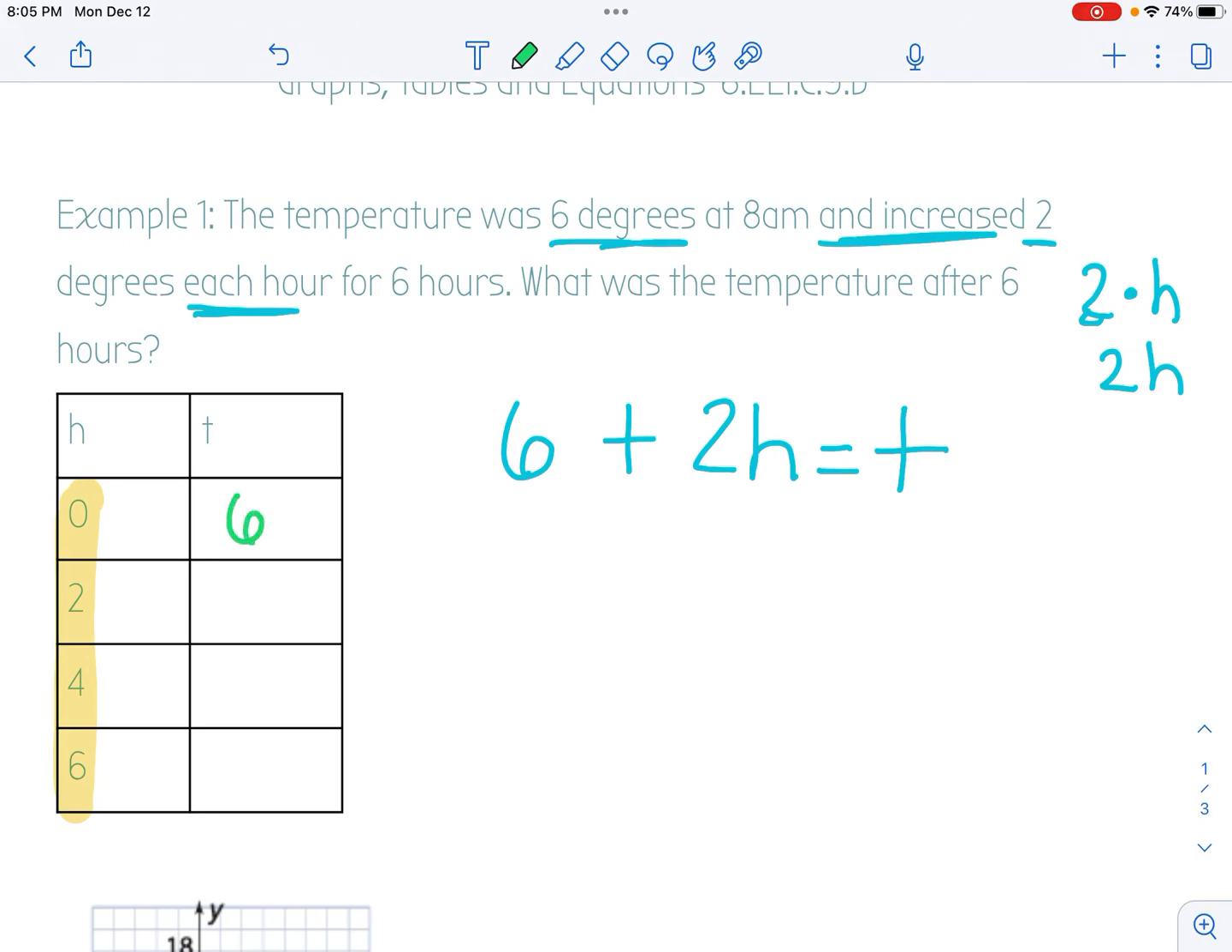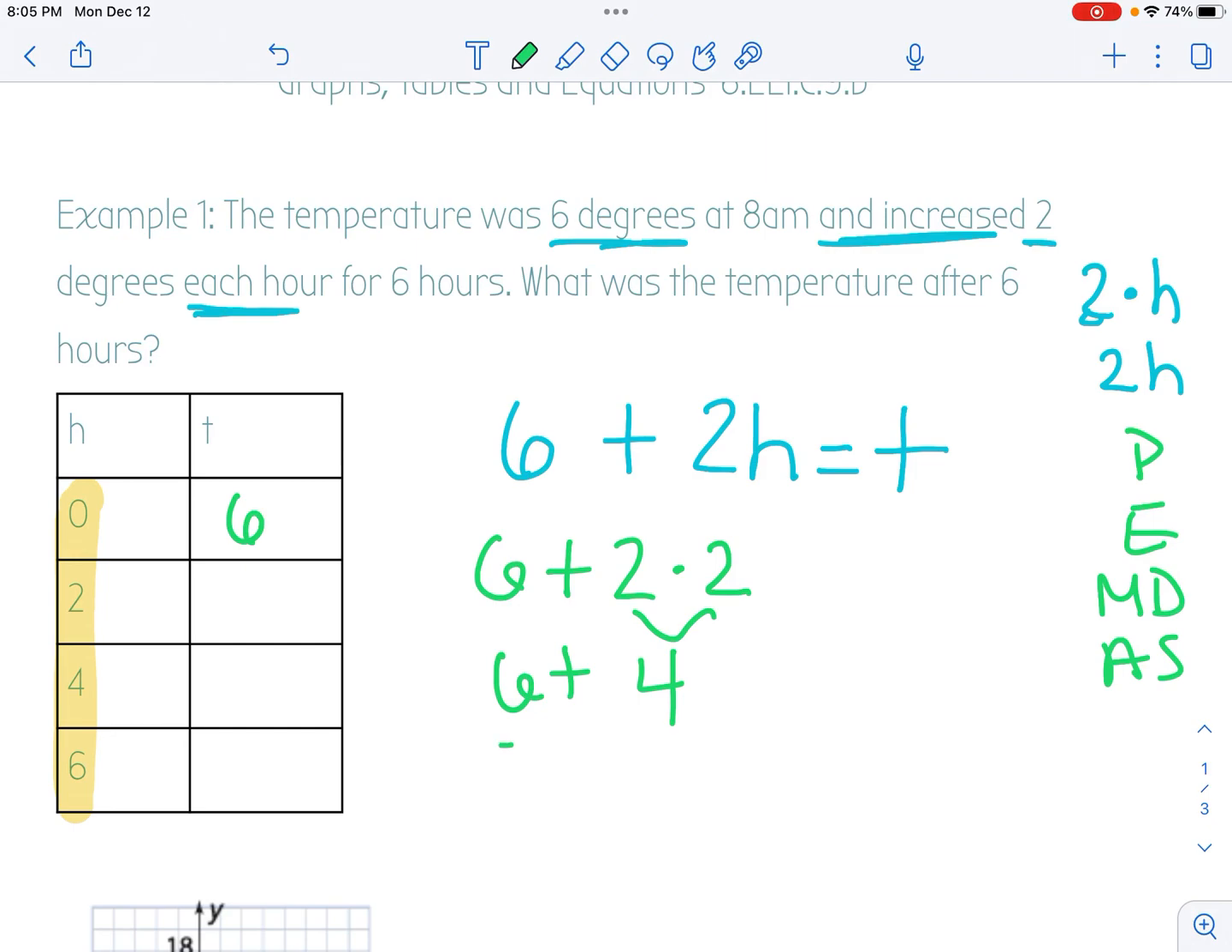The next is 2 hours. What happens if 2 hours goes by? So I know my 6 and my plus sign are staying the same. Instead of 2 times H, I'm going to be doing 2 times 2. Now with PEMDAS, I need to do multiplication before I can do addition. So 2 times 2 is 4. And then I can go ahead and add, and that's going to get me a total of 10. So after 2 hours, my temperature is at 10 degrees.